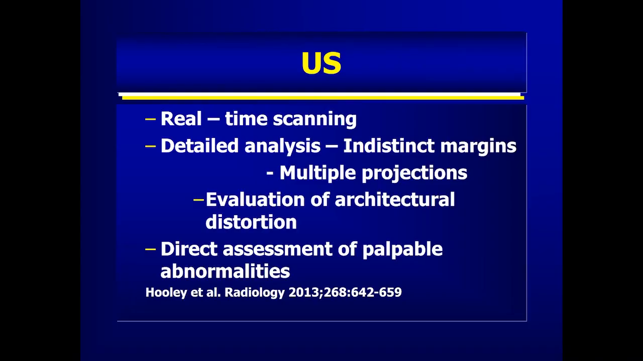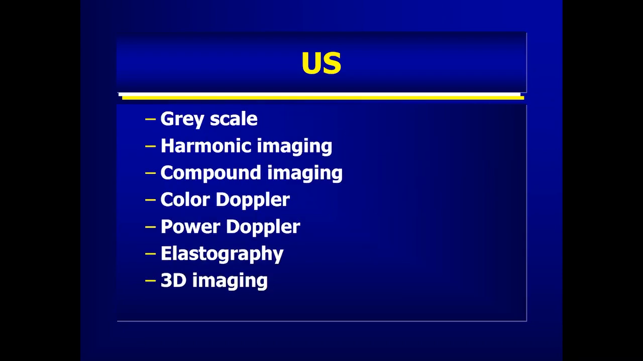With ultrasound, we do real-time scanning, so this can help us for detailed analysis of lesions, particularly if we're looking at lesions that may be malignant with indistinct margins or multiple projections. We can evaluate regions of architectural distortion, and also we can do direct assessment of palpable abnormalities with ultrasound. When we think about ultrasound, we have a number of tools, and many of these things can be done simultaneously now, as we have very fast processing.